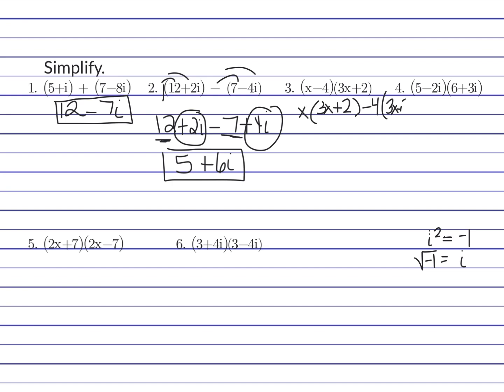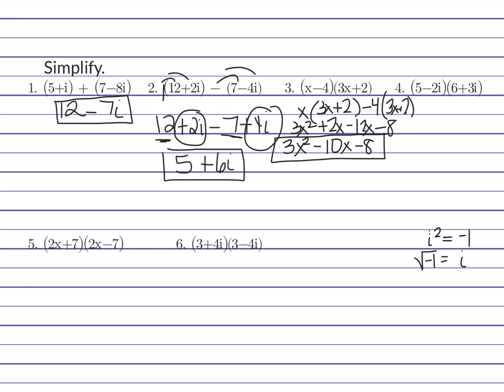And then I am going to distribute. So 3x squared plus 2x minus 12x minus 8. And then combine like terms. 3x squared minus 10x minus 8. That's my answer to number 3. And again, I don't have i squared or square root of -1 because there's not a complex number there.